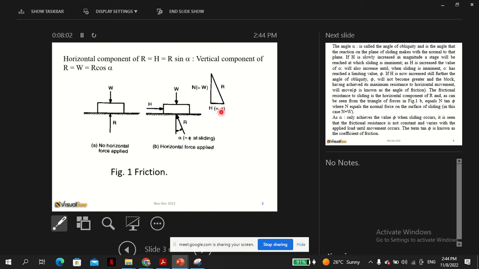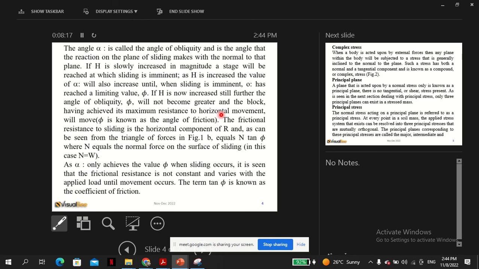And we've said reaction would be at a position. Of course, the reaction is the resultant, which should be the root of the weight squared plus the horizontal squared. So I think this is a very basic way to try to make sure this point is understood. So the angle phi is called the angle of obliquity, and is the angle the reaction plane sliding makes with the normal to the plane.